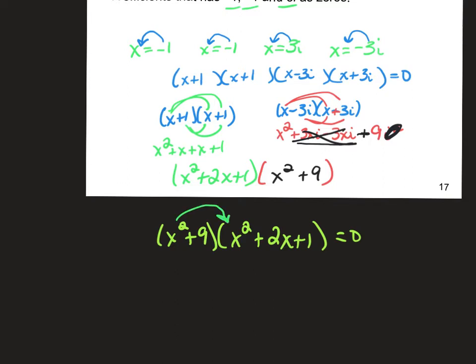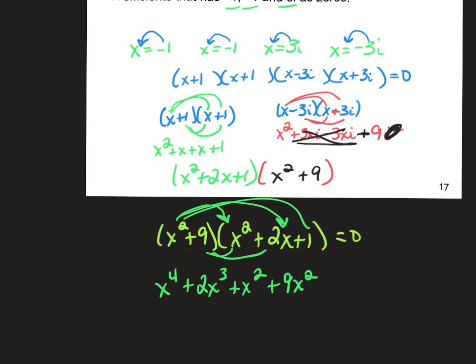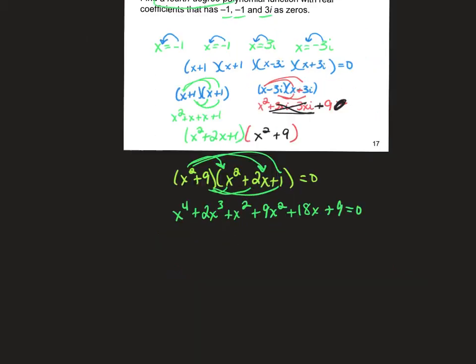So x squared times x squared is x to the fourth. x squared times 2x is plus 2x to the third. x squared times 1 is x squared. 9 times x squared is plus 9x squared. 9 times 2x is plus 18x. And 9 times 1 is 9. Questions? Now what do you think we do?